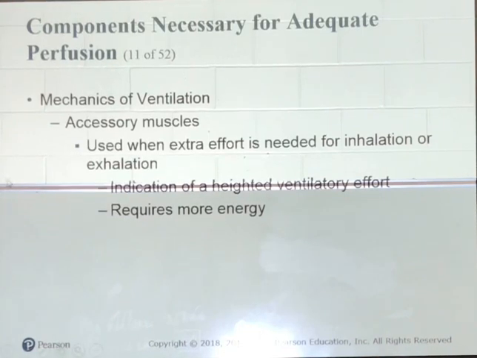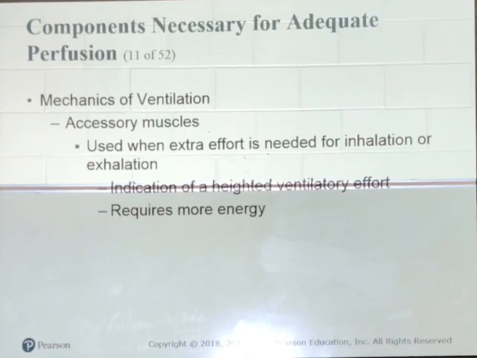Use of accessory muscles. What are your accessory muscles? Around your neck. Where else? It's your abdomen and chest. Use of accessory muscles may be required either to help increase the chest size to draw more air into the chest and lungs, or to help decrease the chest size to force air out of the lungs and chest.